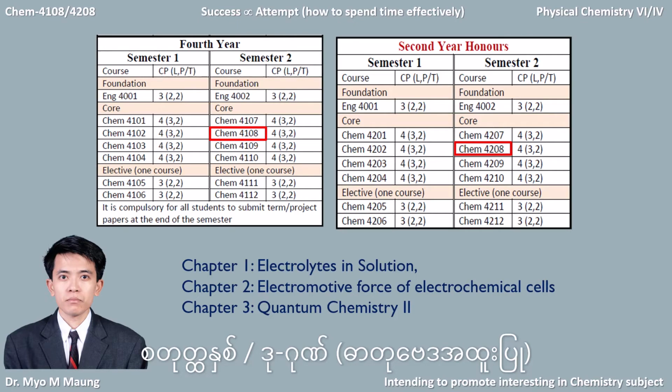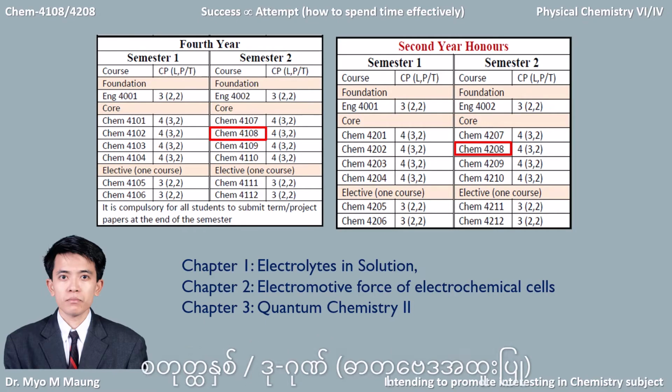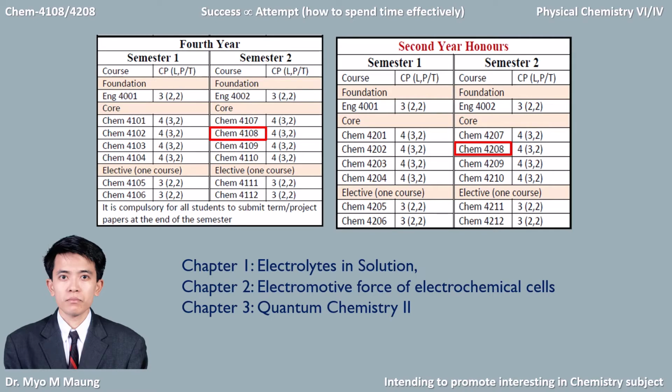There are 3 chapters in the prescribed textbook. So, you have to study about electrolytes in solution in chapter 1. The second is electromotive force of electrochemical cells. And chapter 3 is quantum chemistry.